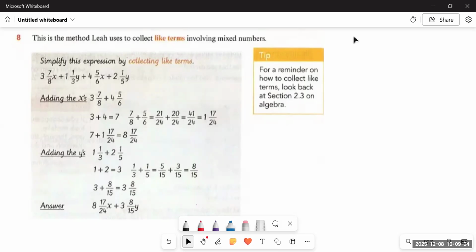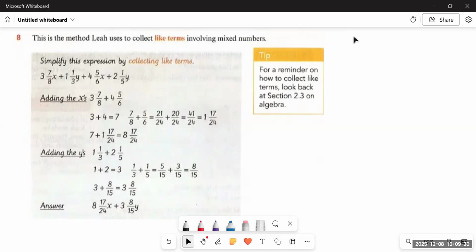Here in this question, we are provided with Leah's method of collecting like terms involving mixed numbers. So what she did, she simplified the expression by collecting like terms. Here she had 3 whole 7 over 8x plus 1 whole 1 over 3y plus 4 whole 5 over 6x plus 2 whole 1 over 5y. So she simply combined the like terms, that is involving x, and then adding the y's.